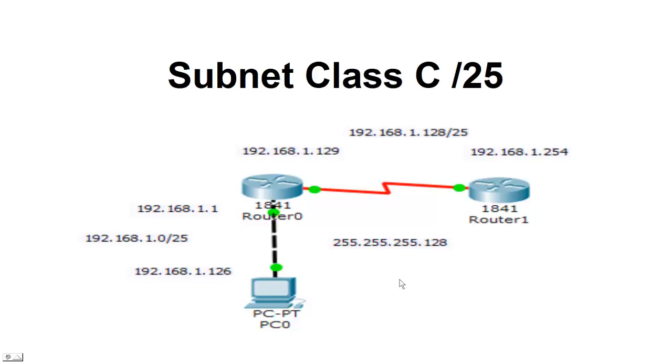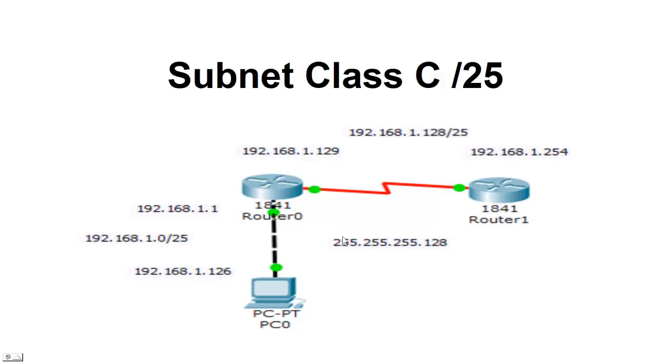Now here I've set up this network in Packet Tracer. We have a network here, 192.168.1.0, and then the second network up here, 192.168.1.128. We've assigned 1.1 to this router as the default gateway for this PC, and we've assigned PC A 126. Over here we've assigned 129, which is in the range for the second network, to the serial port for this router. And then we've assigned the last IP address in that range, 254, to the other serial port on the other router.